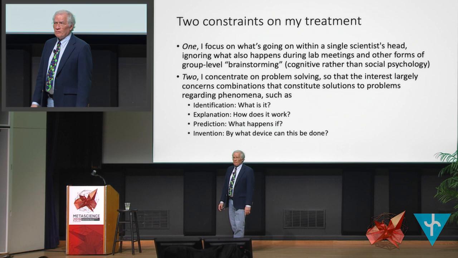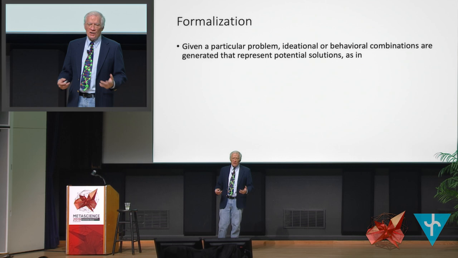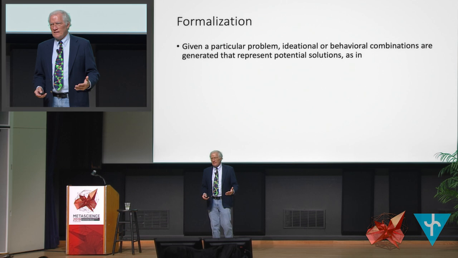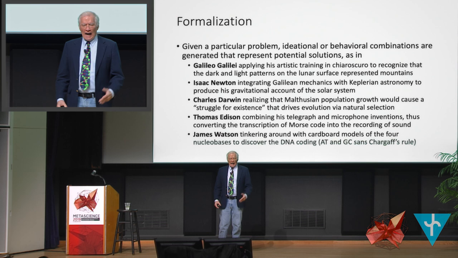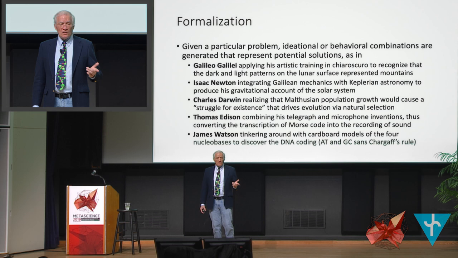Okay, now to the formalization. Given a particular problem, ideational or behavioral combinations are generated that present potential solutions. And I'll give you some concrete examples just so you can know what we're talking about here. Galileo applied his artistic training. A lot of you don't know it, he actually taught in art school before he became a scientist. Galileo applied his artistic training in chiaroscuro to recognize that the dark and light patterns that he saw in his telescope on the lunar surface represented mountains.